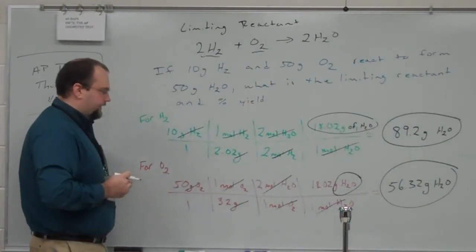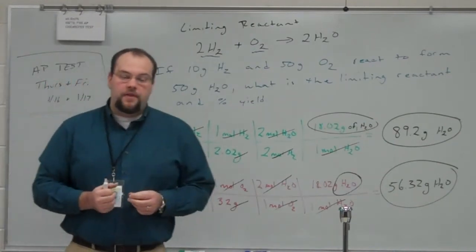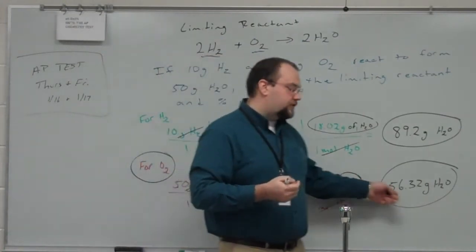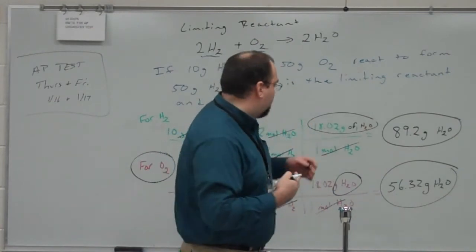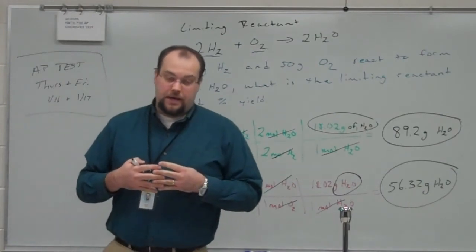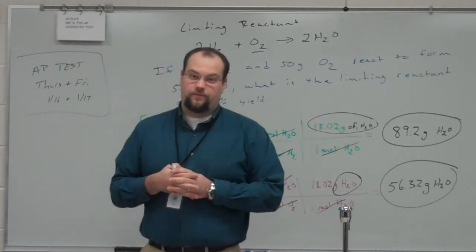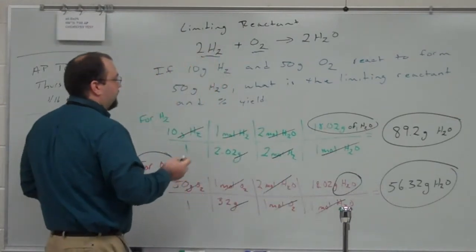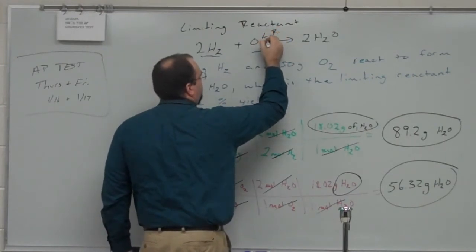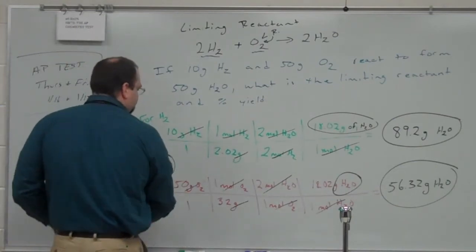Okay. So I can clearly see that O2 produces less H2O. Therefore, I'm going to run out of O2 after 56 grams have formed. I will have excess H2. H2 would last until 89 grams of water formed, but O2 is going to run out after just over 50 grams of water is formed. So O2 is my limiting reactant. And we abbreviate limiting reactant very simply LR. Okay, so O2 is my LR, or my limiting reactant.